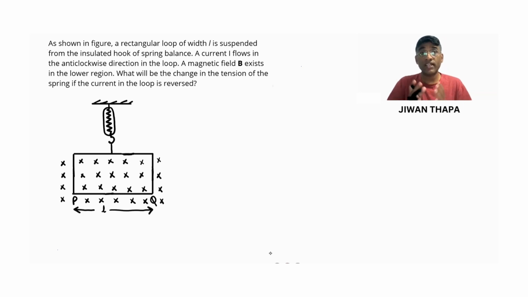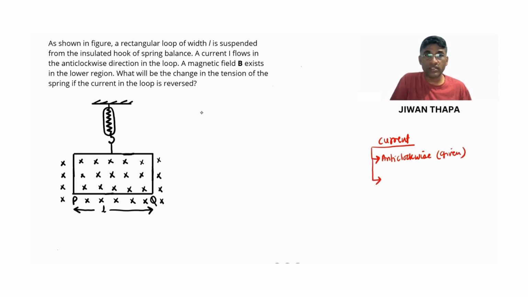So we are asked to find the change in tension in the spring if the current in the loop is reversed. Let me write this way. We have current in anti-clockwise direction, and this is given. And we need to consider current in clockwise direction also.